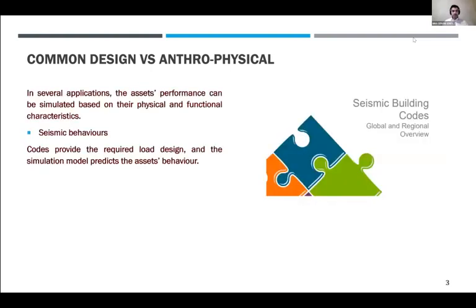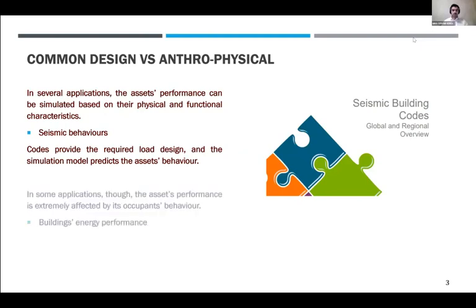However, in many scenarios, for example the seismic behavior that we are looking at, the standards are telling us what is the imposed lateral load of an earthquake. So we can do the design and we can see how much load it is imposing on the building, or what will be the behavior.